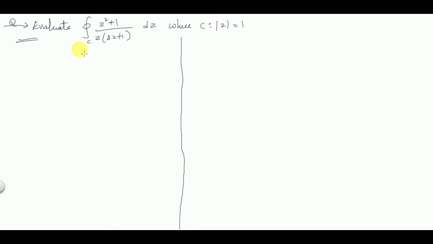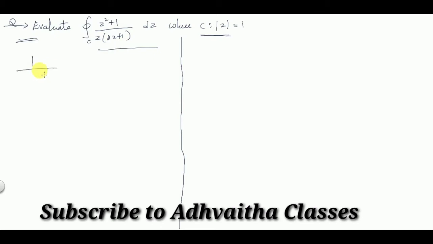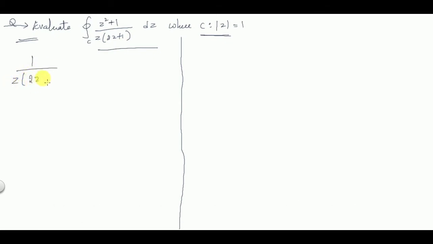Right, we'll see one more problem on this. So evaluate this integral, and this is the contour given for you. Okay, closed contour given for you. Right, so first of all we will find the partial fractions for the denominator.